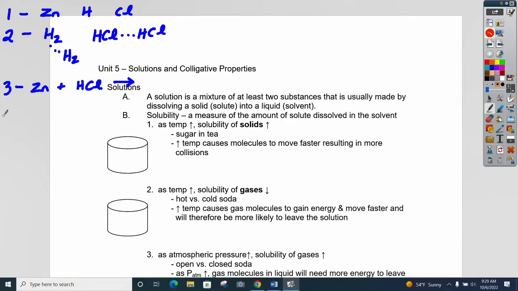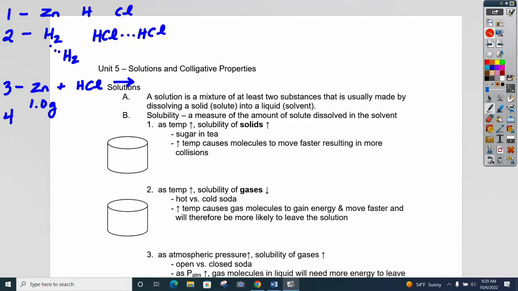And then in Unit 4, we started putting numbers with everything. So what happens not only theoretically if I put these together, but how much zinc am I going to need to put in? If I put in 1 gram of zinc, how much HCl am I going to need to mix with that? What is going to be my limiting reactant? And what are my products going to be?